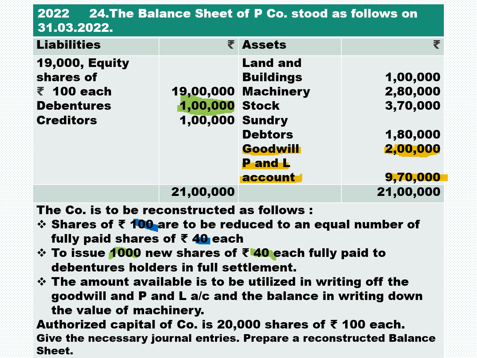Authorized capital of the company is 20,000 shares of rupees 100 each. This is just an information, kindly ignore this point. Don't take into calculations. Give necessary journal entry, prepare reconstructed balance sheet.